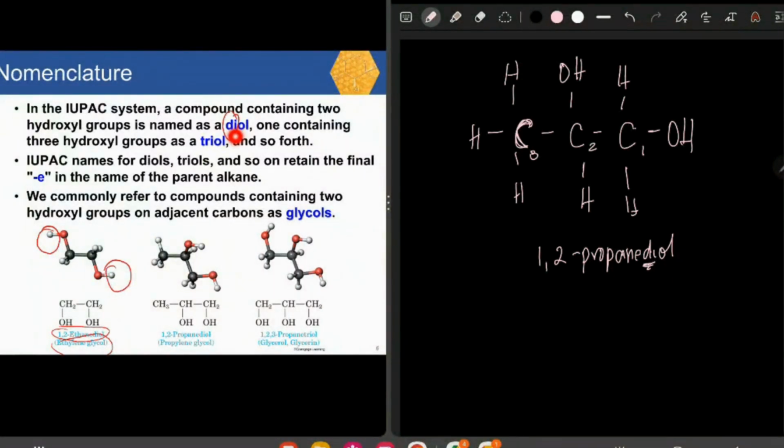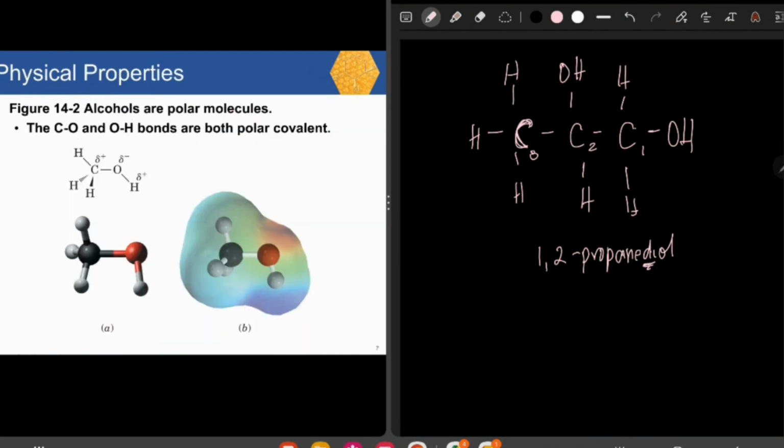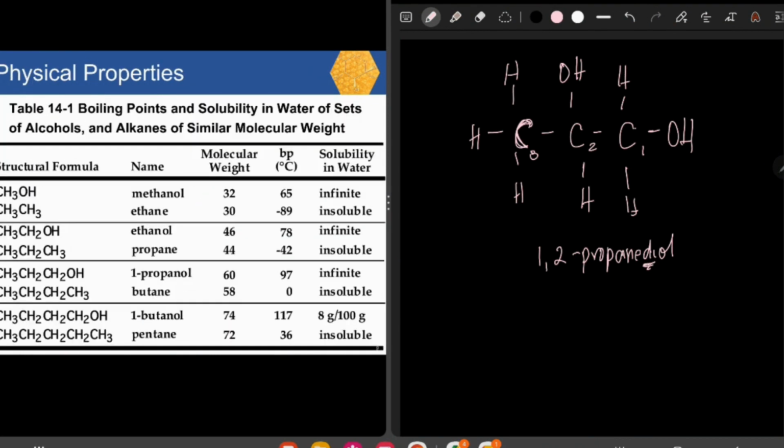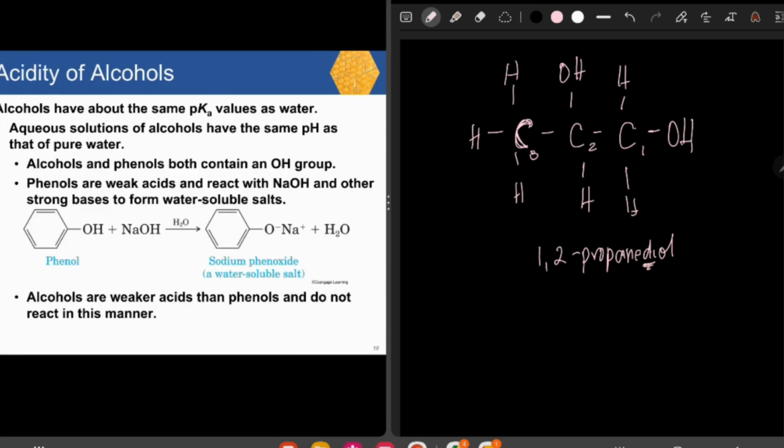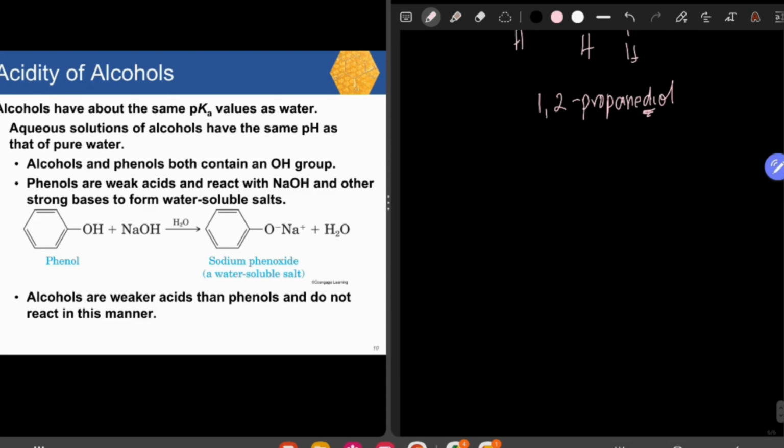And we also have your propane triol. No? This one is diol, just diol. This one is triol. So kapag tatlong hydroxyl group, ang tawag natin sa kanya is glycerol, no? Parang sa fats usually ito ma-encounter. Okay? Okay. So remember lang itong naming, no? Yung naming huwag kakalimutan. So alcohols, no, have about the same pKa value as water.